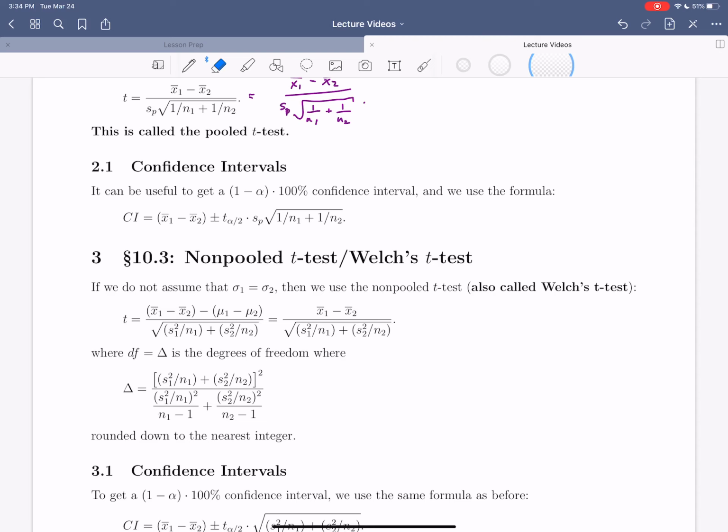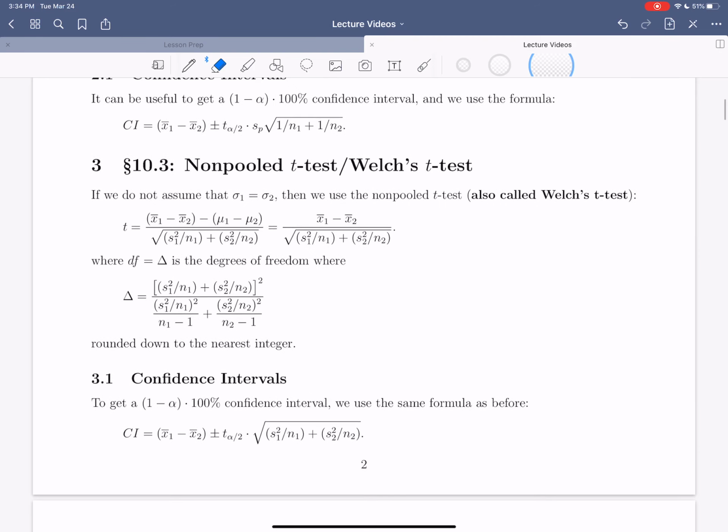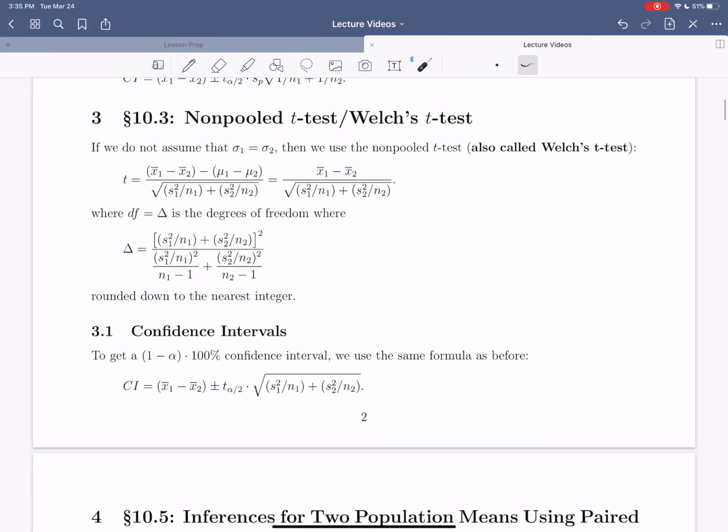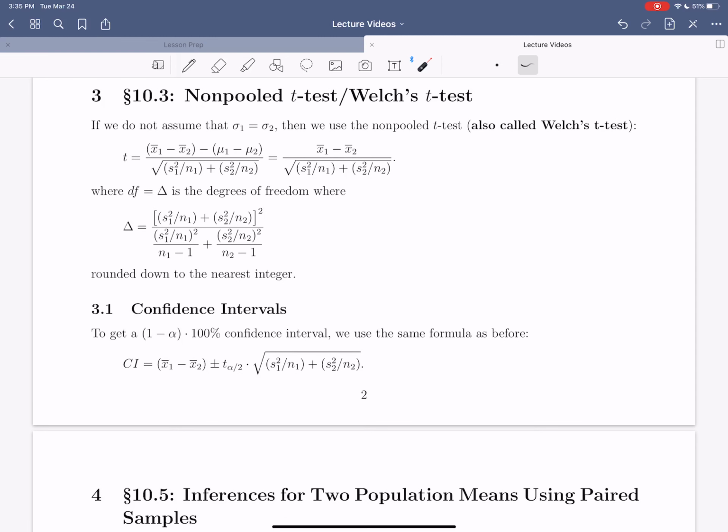If we are not assuming that the underlying populations have the same standard deviation, then we use what's called the non-pooled t-test. It's named after the person who pioneered it: Welch's t-test. That's what R refers to it as. Here, we're not necessarily assuming that the population standard deviations are different. We're just not assuming that they're equal.